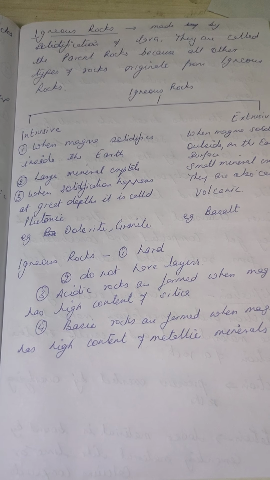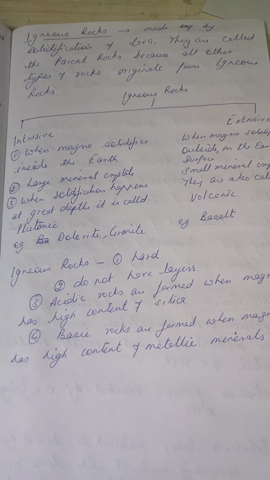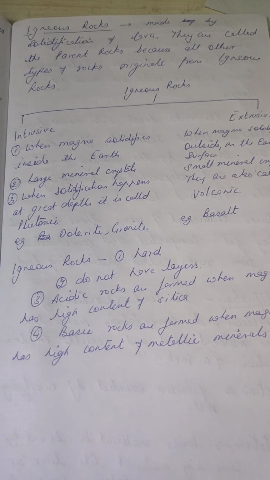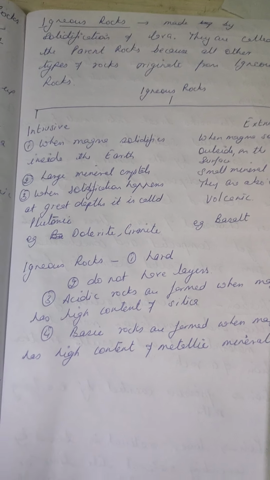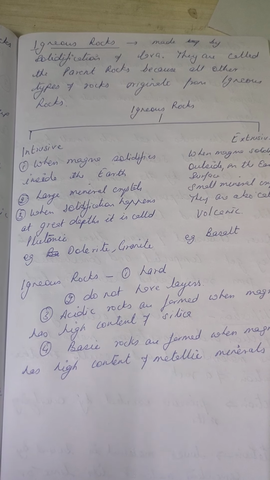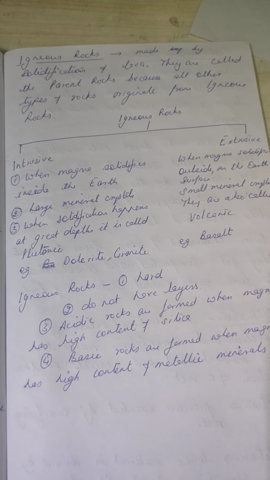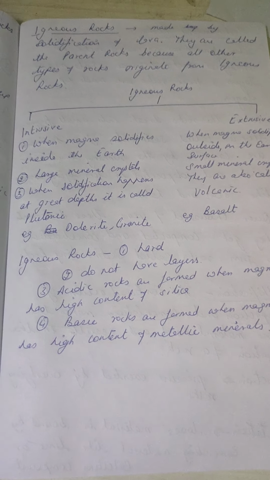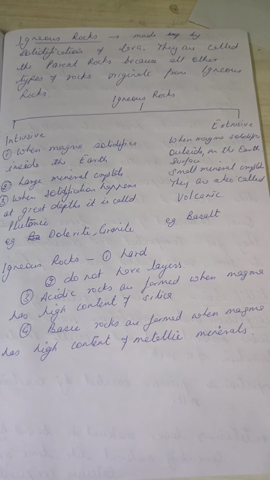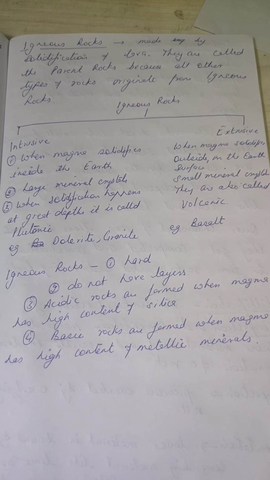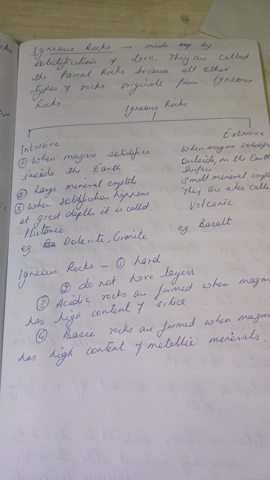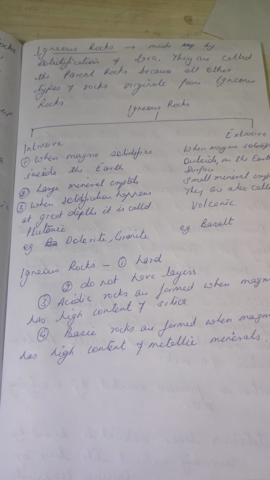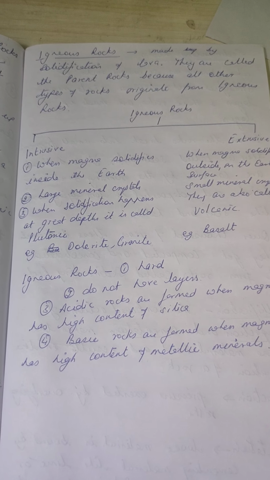What are minerals? Minerals are inorganic substances that have definite chemical composition, and any rock from which any metal can be extracted in a profitable manner, that type of rock is called an ore. For iron, it's hematite and magnetite, and for aluminium, it is bauxite. These are the examples. Then we have three types of rocks: igneous, sedimentary, and metamorphic. Igneous rocks are formed by the solidification of lava. These are of two types: intrusive and extrusive. If lava solidifies inside, intrusive; if it solidifies outside, extrusive. They are hard, they don't have layers. If there is more of silica, then the rock is acidic in nature. If there is more of metallic mineral, then it is basic in nature.